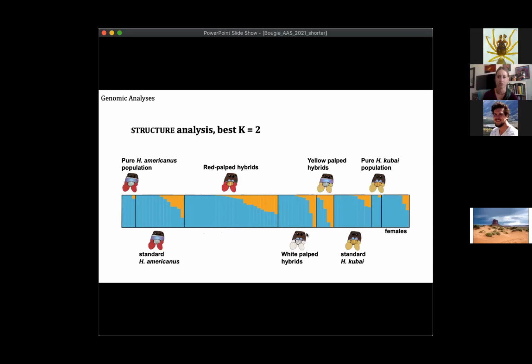And just a note, the pure populations here are populations that are near the hybrid zone, but they're not actually within the hybrid zone. So these individuals should theoretically have pure genomes. But the main takeaway is that it's pretty difficult to find any structure here that's correlated to hybrid type.